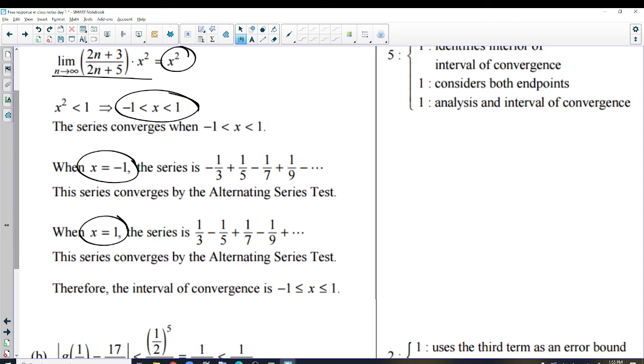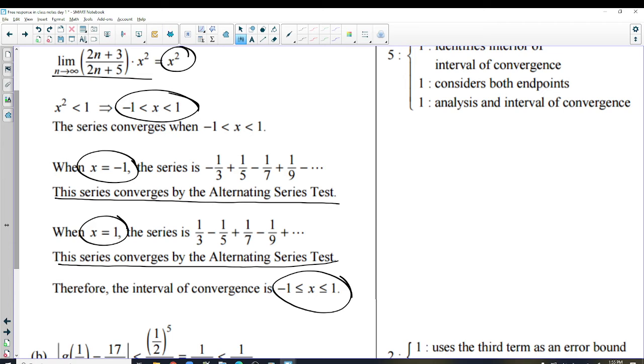And that's what's nice about these free response. Analysis, I would look for converges by alternating series, and then the interval, and then of course finally the answer. So those three things would be worth 1 point.